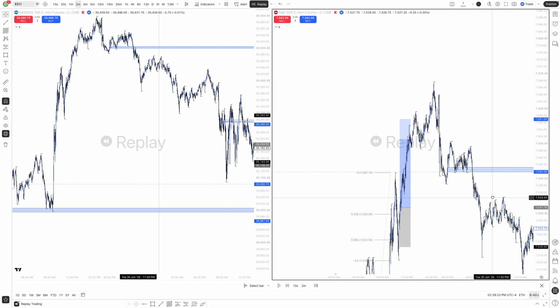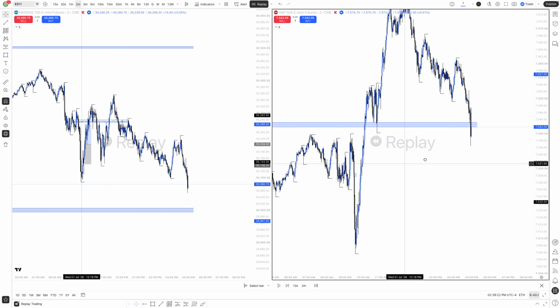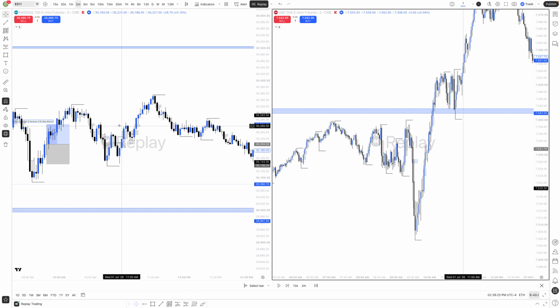Where's my note? I don't even see my note here anymore. What is going on? Oh, here it is on this side.